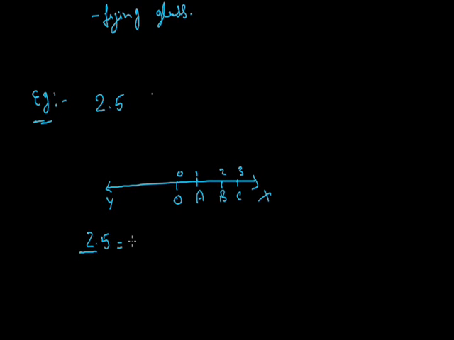We can represent 2.5 in the form of 5 by 2, and 5 by 2 we can represent as 2 into 1 by 2. So here we take from O to B. This is our 2 units. So that 2 units is complete, and after that we are left with 1 by 2. That means that 1 by 2 exists between B and C, between 2 and 3. So we take that part BC.